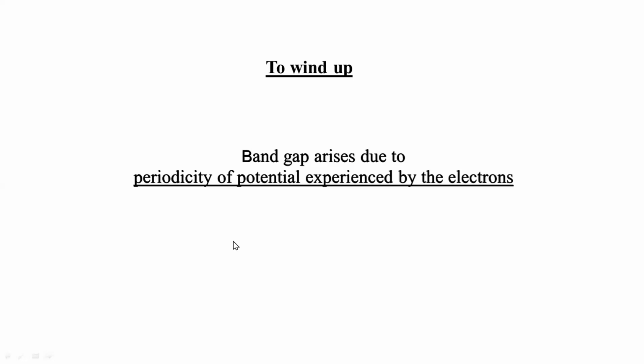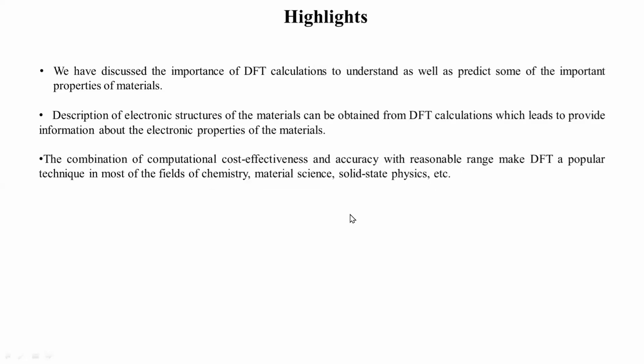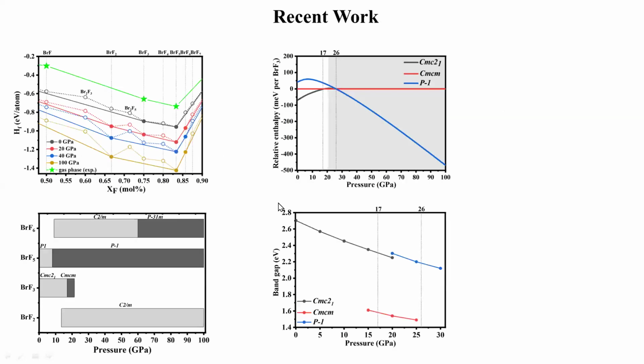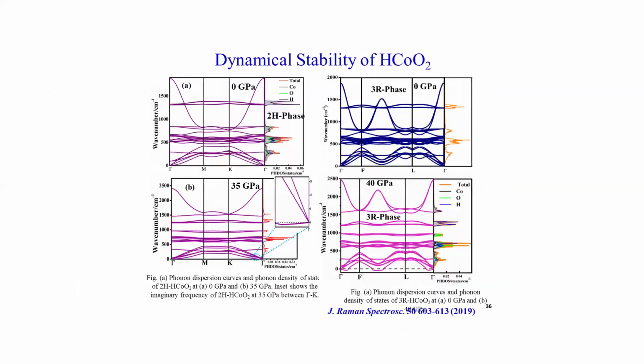So to wind up, the band gap arises due to the periodicity of the potential experienced by the electron. Here we have discussed the importance of density functional theory and the exchange correlation functional. I skip all these recent works, so we will finish here. Then we will move towards the hands-on tutorial. So that's all from my side. Now you can ask the questions.